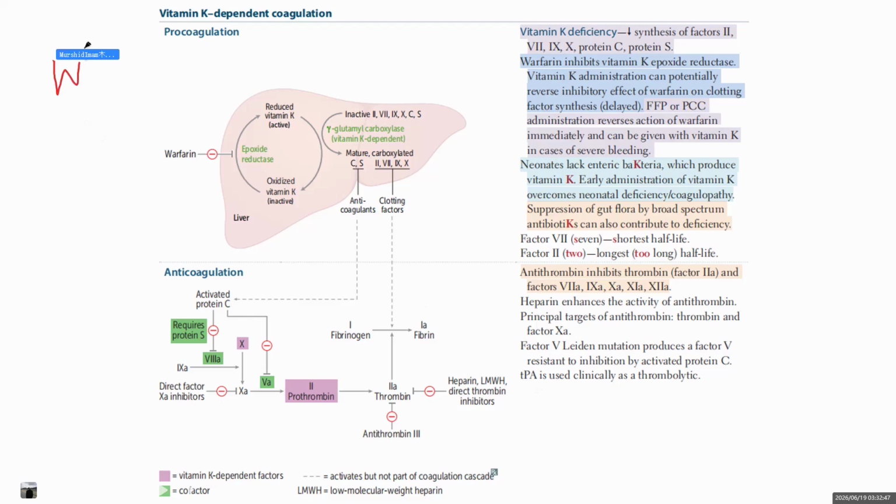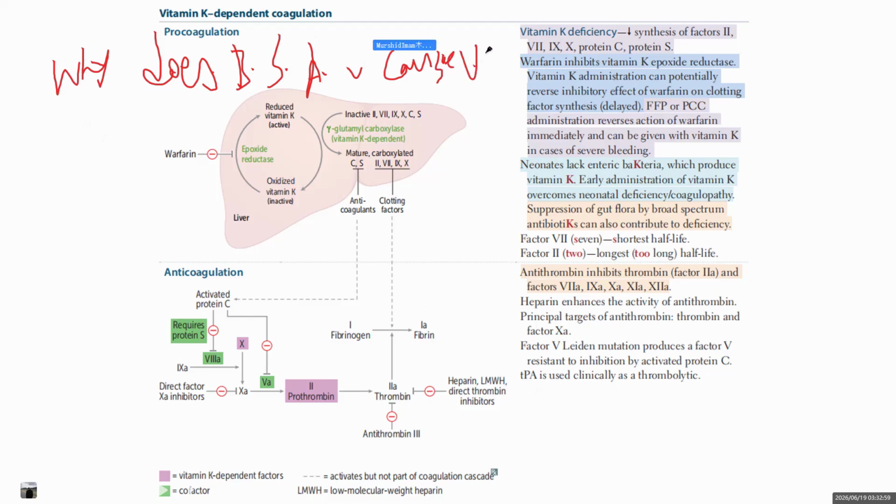Another question to discuss: why do broad spectrum antibiotics cause vitamin K deficiency? This is another clinical scenario that you must remember. Before we answer this, you must understand what broad spectrum antibiotics are. They cover a wide range of microorganisms.